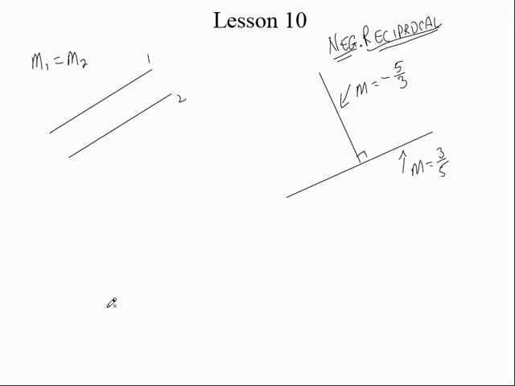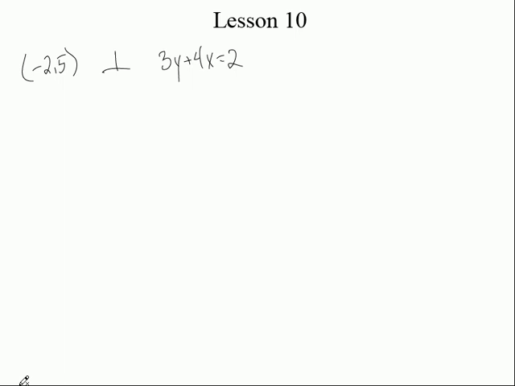With that said, let's write down the next problem. Here's just a little sketch of what the problem says. It says find the equation of a line that passes through negative 2, 5 and is perpendicular to this line right here, 3y plus 4x equals 2. So I have to find the equation of a line that goes through a point and is perpendicular to this line. Well, what did we just talk about as far as being perpendicular? The slopes are negative reciprocals of each other, right?